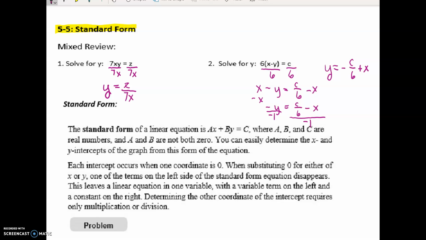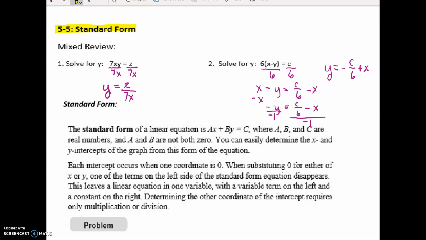So hopefully you paused and had a chance to work through number 1 and number 2. I have the answers listed here. For number 1, since it's all multiplication, you can actually move over the 7 and the x together by division. So you would end up with y equals z over 7x for number 1.